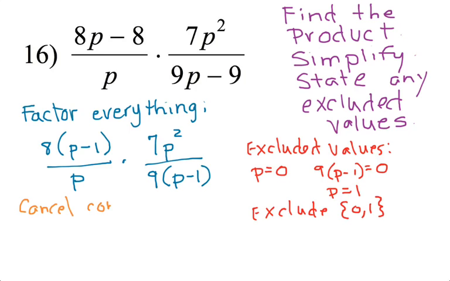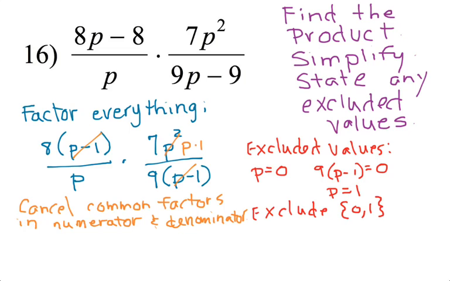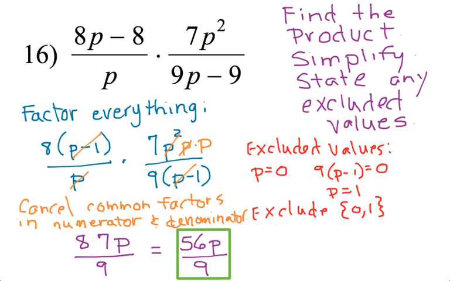Now we're going to cancel any common factors. Any numerator factor can cancel with any denominator factor because it's all multiplication. So it's like one big fraction. So those factors are in common, and p squared is really p times p, so one of those factors cancels. And now we'll just pull out whatever we have remaining and simplify it, and we see that we have that as our final answer, remembering of course that p cannot equal either 0 or 1.